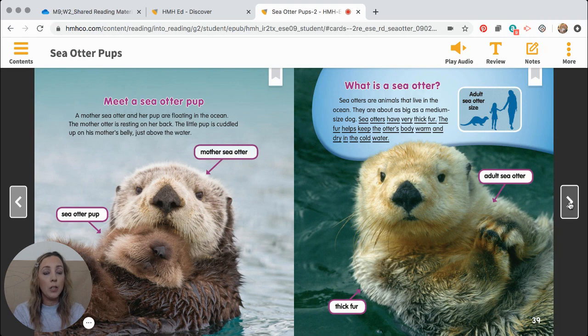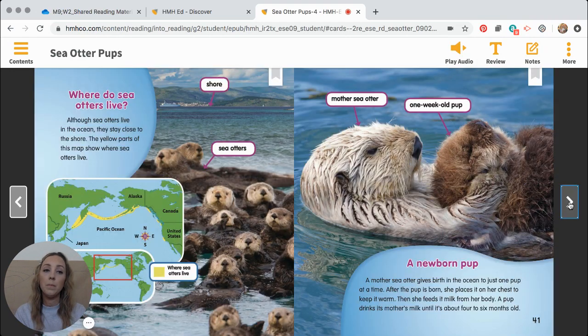All right, let's go ahead and turn our page. Let's pay attention right here. We're going to start right up here at the word where. Here we go. Ready? Listen. Where do sea otters live? Although sea otters live in the ocean, they stay close to the shore. The yellow parts of this map show where sea otters live.